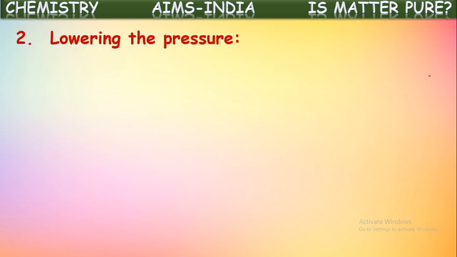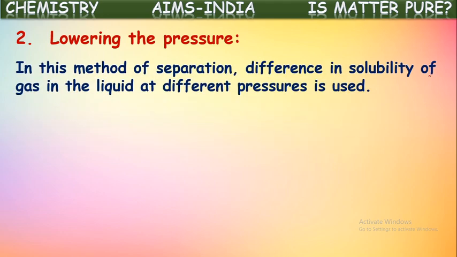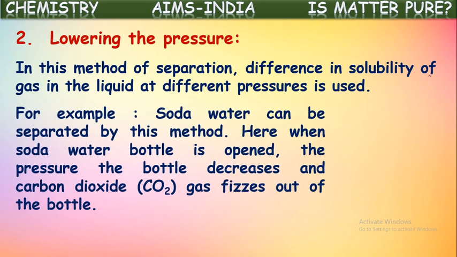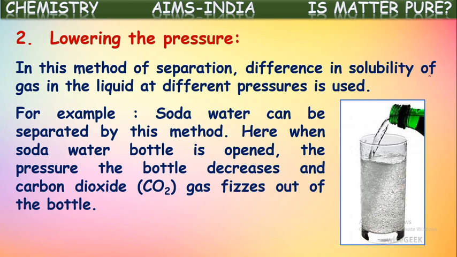One more technique of separation of liquid gas mixtures is lowering the pressure. In this method of separation, the difference in solubility of gas in the liquid at different pressures is used. For example, soda water can be separated by this method. Here, when a soda water bottle is opened, the pressure in the bottle decreases and carbon dioxide gas fizzes out of the bottle. We observe this often when we take some cool drink bottles.